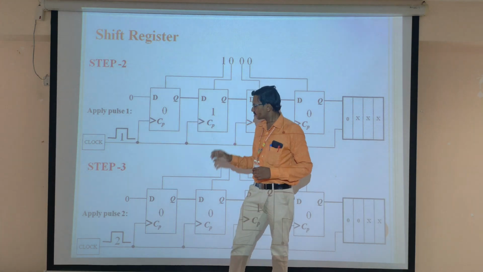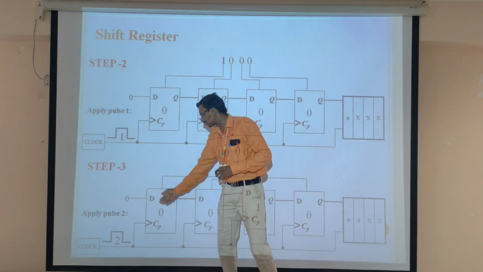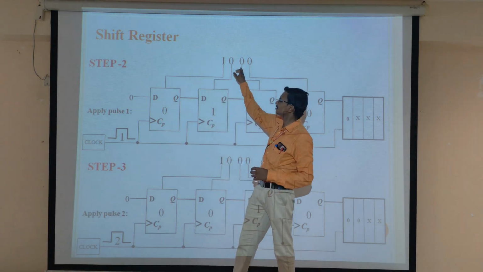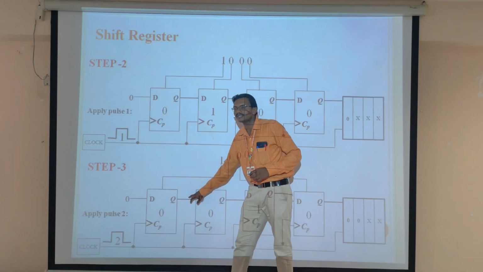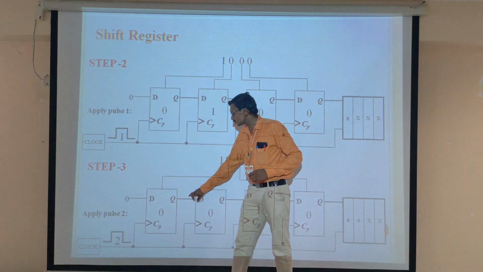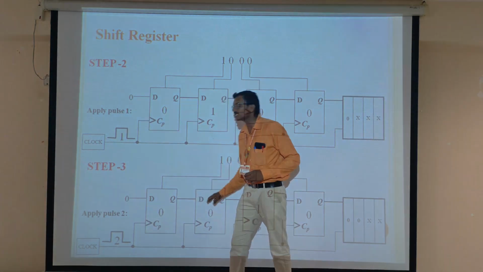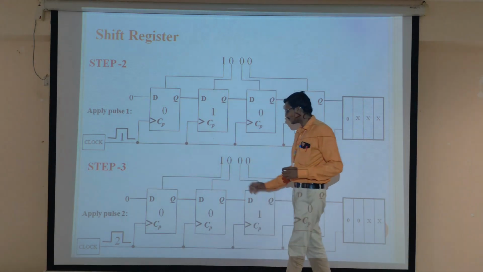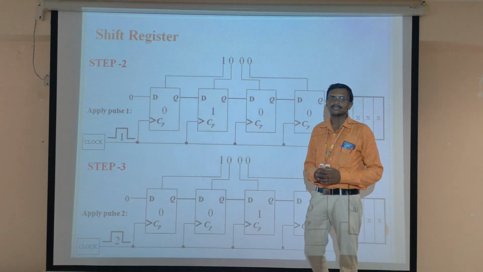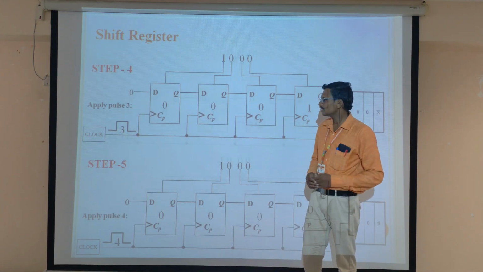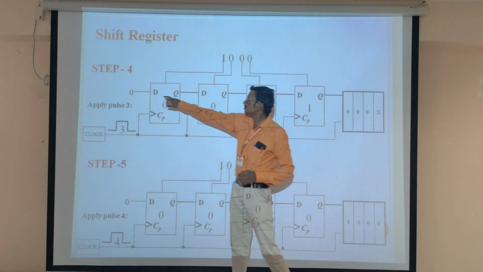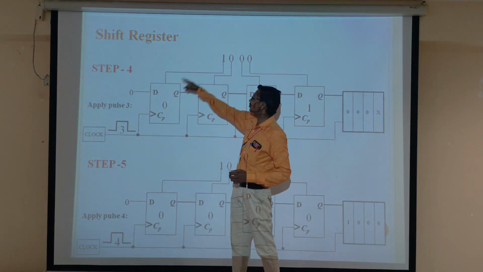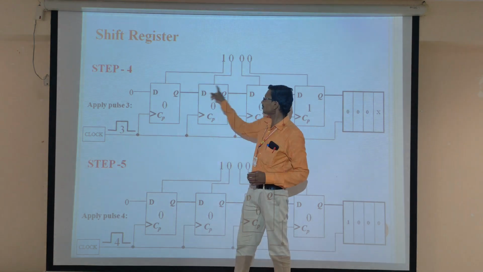Whenever we apply the second clock pulse, what will happen? The second input is also 0. The first flip-flop already got the output 0 here, so now 2 flip-flops have got inputs, and it shifts. Likewise the shifting operation functions. Next, while we apply the third clock pulse, what will happen? The third input is 0, and the previous output is 0, the previous output is 0.